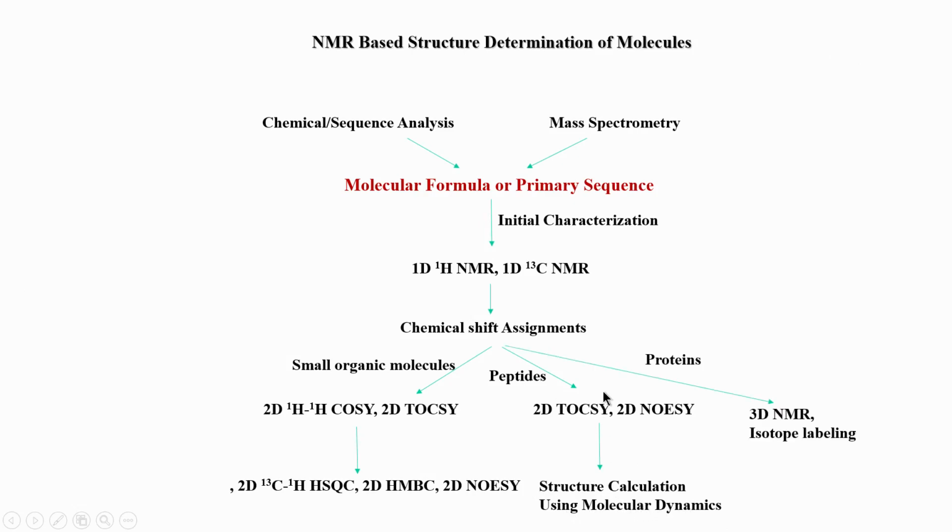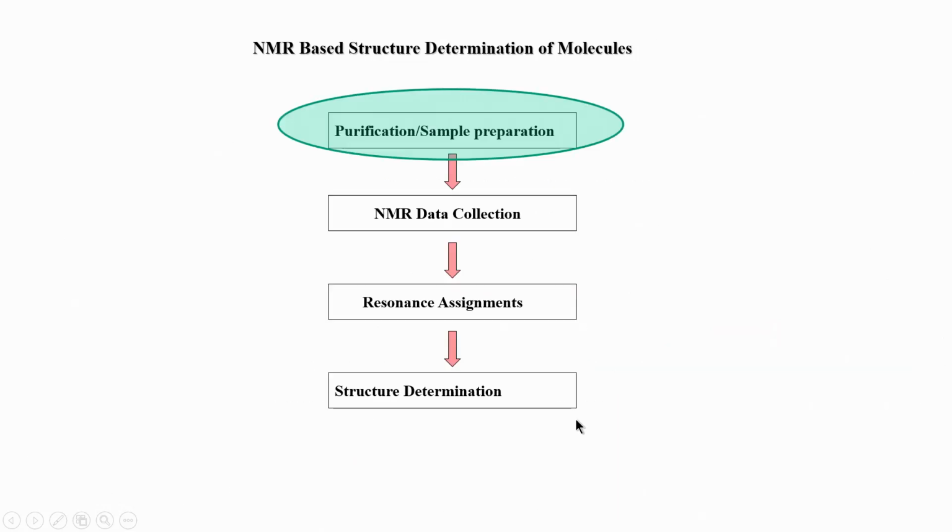So, when it comes to proteins, as I mentioned, we need to do 3D NMR and isotope labeling along with that. Of course, as I said, 3D NMR needs isotope labeling. So, we need to somehow label the protein with carbon 13 and N15 and then carry out 3D NMR. One of the questions is, why do you need 3D NMR here and not there? It is because of this problem of spectral overlap.